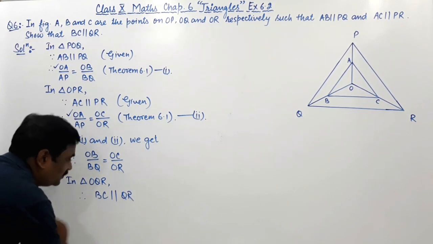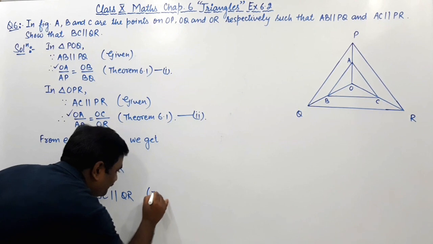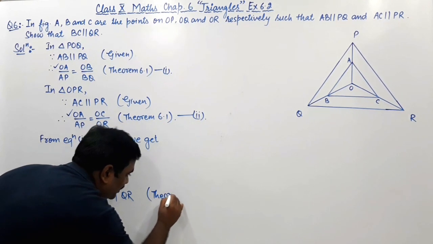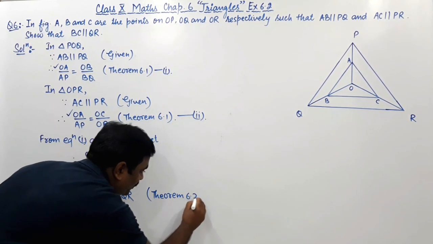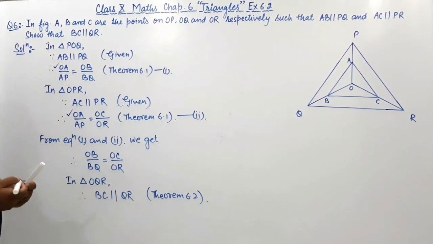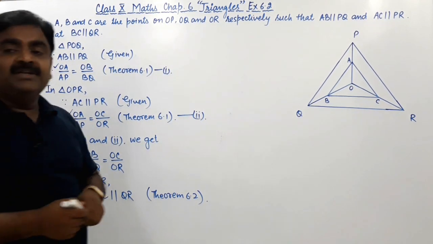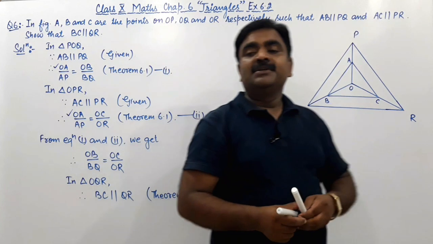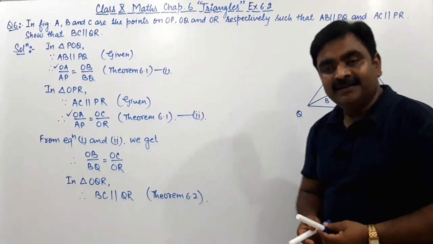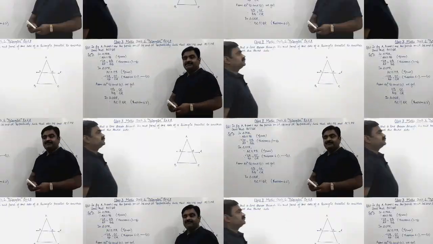BC is parallel to QR by theorem 6.2. Right friends, any confusion in this question? If you have any confusion, please ask your question.